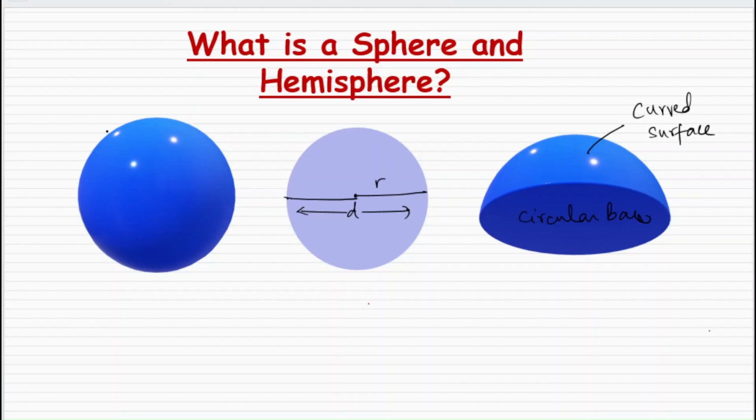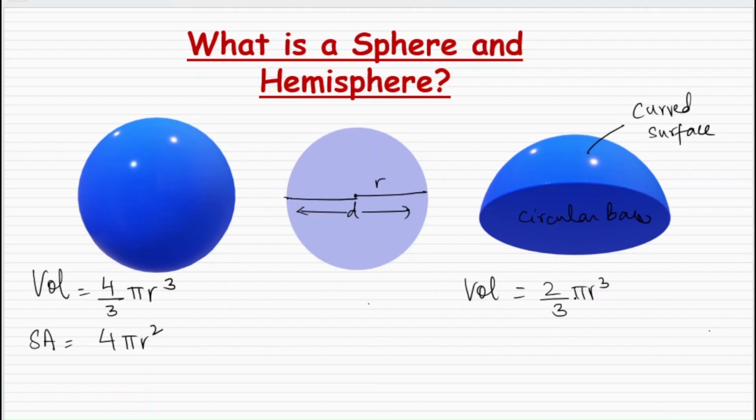Now, what are the formulas to calculate the volume and the surface area of a sphere and hemisphere? So, the volume of the sphere is 4 over 3 pi r cube, and the surface area of the sphere is 4 pi r square. Now, since a hemisphere is half of the sphere, the volume of the hemisphere would be half of this volume, and half of 4 over 3 pi r cube is 2 over 3 pi r cube, because half of 4 is 2. Now the surface area of this hemisphere would be half of 4 pi r square. So this is 2 pi r square.